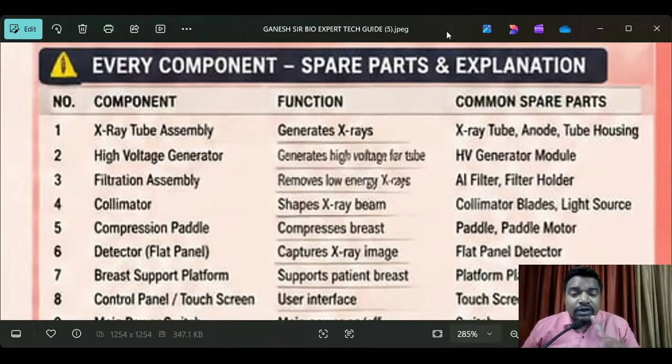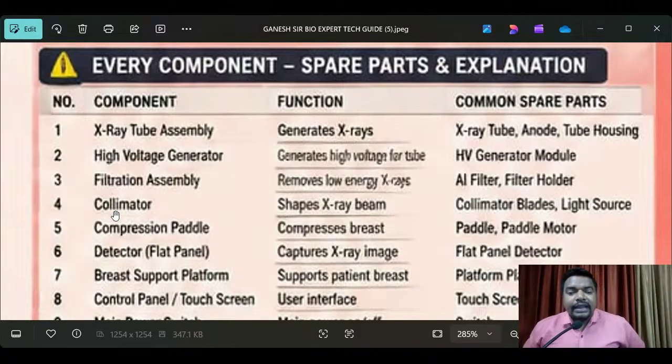Individually, don't touch and don't be oversmart with medical equipment without the seniors. You have to touch the equipment with the seniors, because they have experience, they will protect you, and they will give you the idea also. Now high voltage generator: see here, it generates high voltage for the tube, spare part HV generator module. Next, filtration assembly removes low energy X-rays, spare part filter holder.